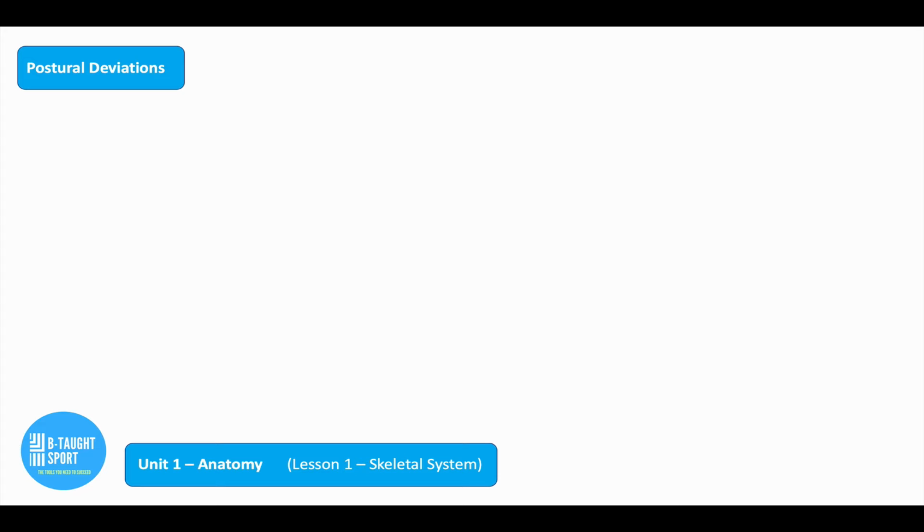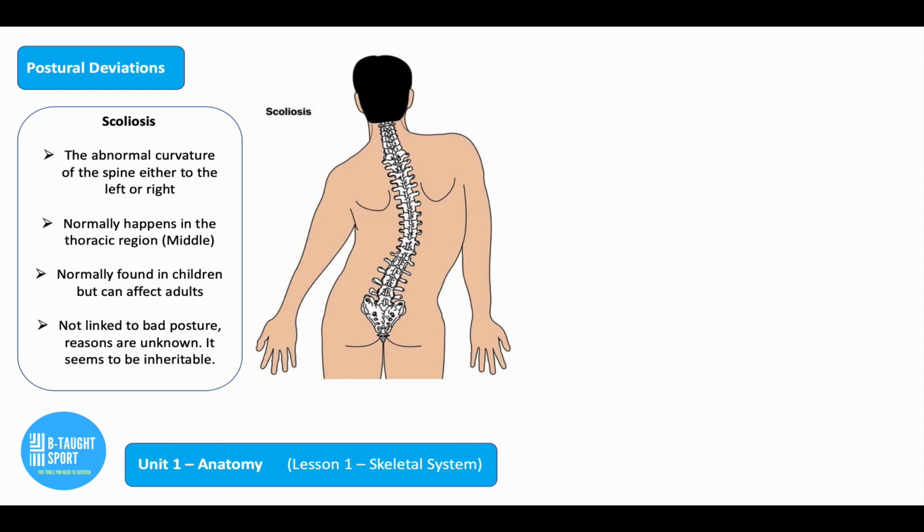Now, unfortunately, there are postural deviations when people get born, or this also could be hereditary, or it could be down to bad posture throughout the year of the lifetime. Now, the first one we're going to look at is scoliosis. Now, as you can see there is a clear bend of the spine or the vertebrae to the right hand side. This can actually be to the left or right, and it's an abnormal curvature as shown in the picture there. Now, this normally happens in the middle section.